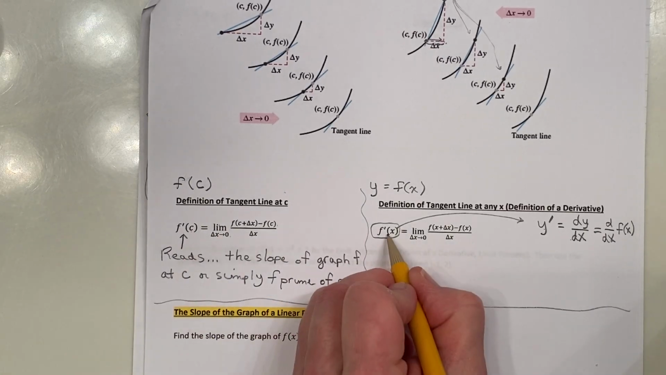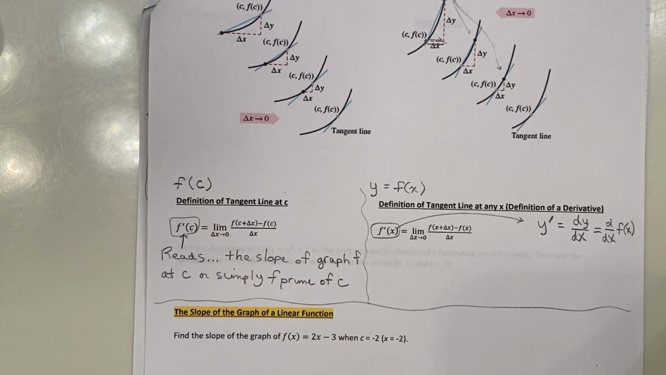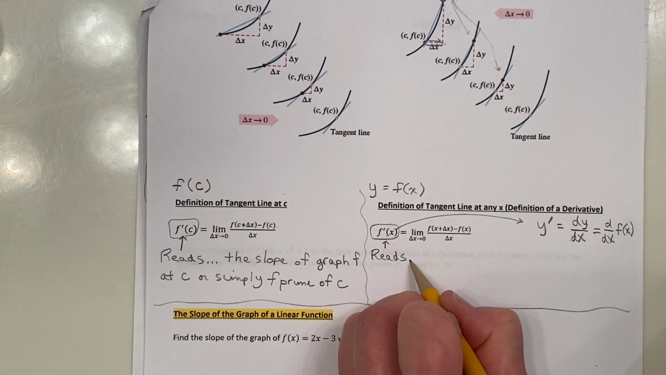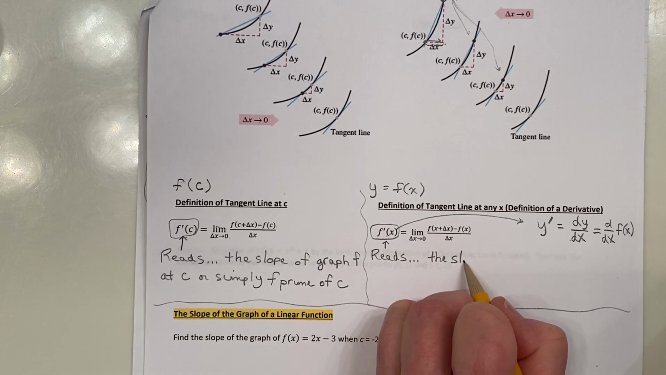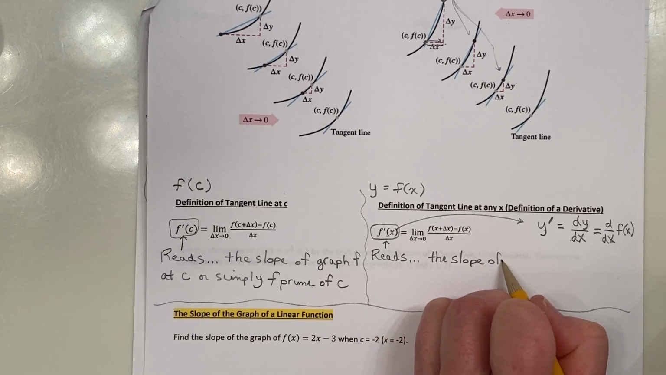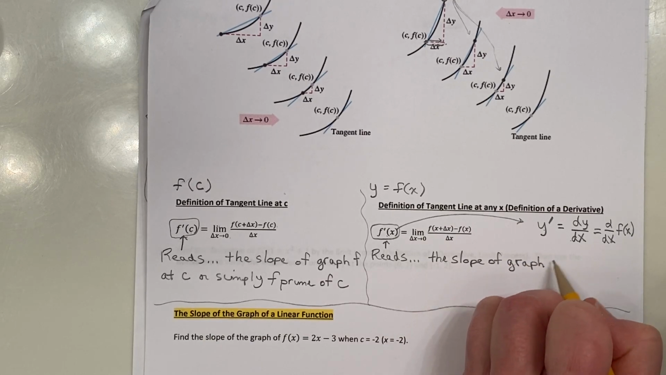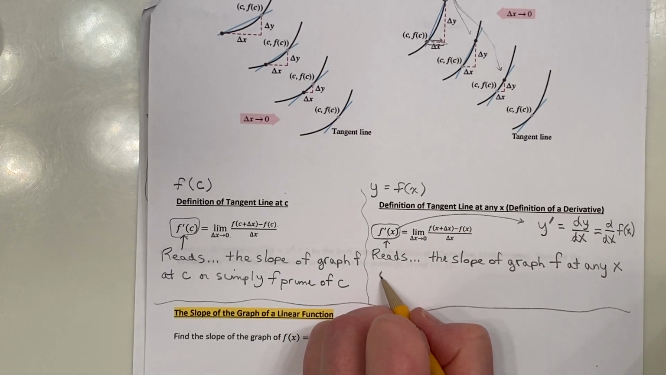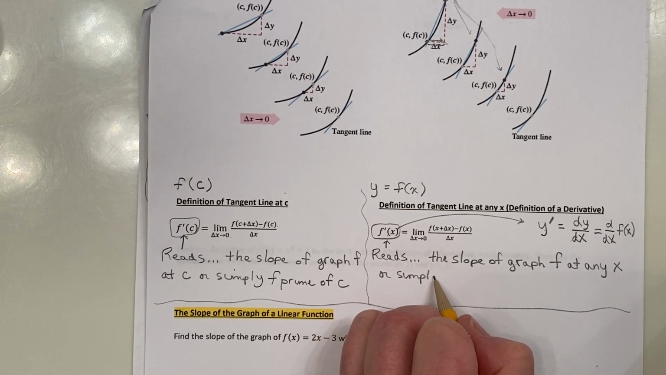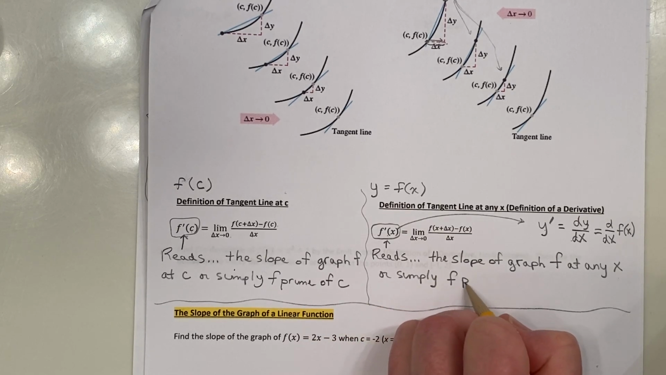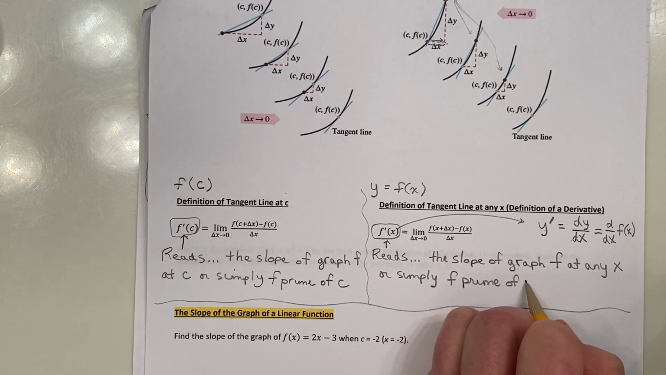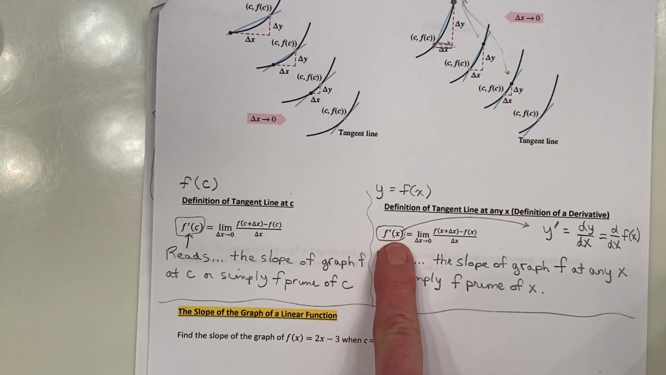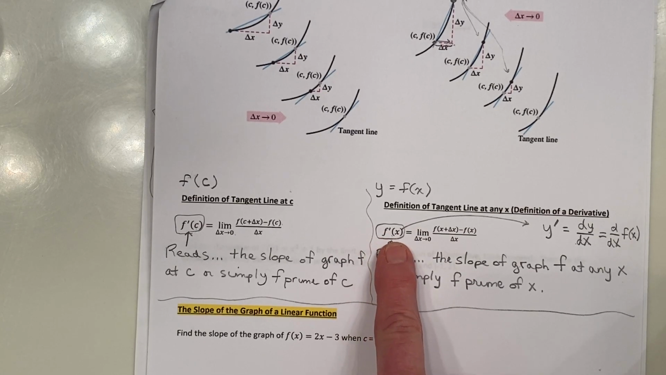All right, and then how do we read this? Like we read this over here. Let's do a recording of that. This reads the slope of the graph of f at any x, or simply we would just read it f prime of x.